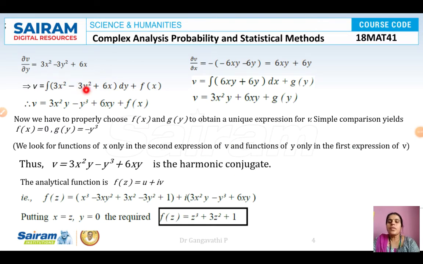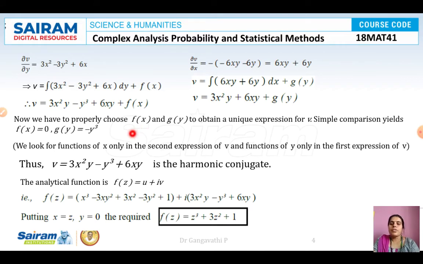Since we are doing integration with respect to y, f of x acts as a constant of integration here. And therefore, on integration, 3x square, and integration is with respect to y. So, you get this minus 3. Integral of y square is y cube by 3. 3 and 3 gets cancelled. And integration of 6x is 6xy plus f of x. Similarly, do it here. Integration, you will get this 3x square y plus 6xy plus g of y.